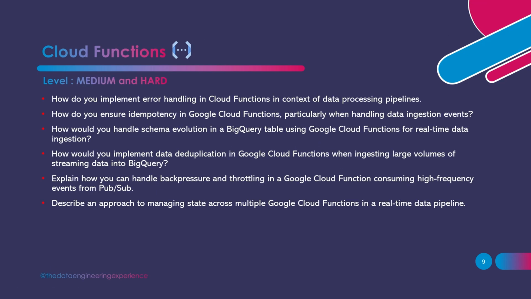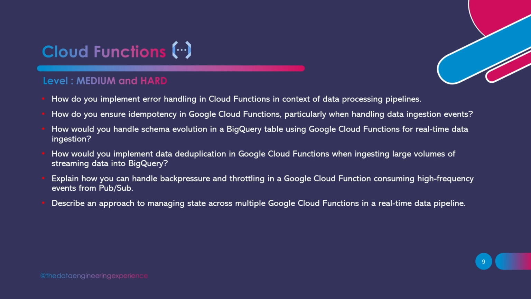So let's finally start with questions of medium and max level difficulty. Our first question is, how do you implement error handling in Google Cloud Functions in context to data processing pipelines? The easiest way is to use the try catch block. You can use that normal Pythonic way of using a try catch block and ensure all your failures are properly handled. For automatic retries triggered via PubSub or HTTP, make sure that the number of automatic retries is set to a lower value. Also ensure that your logs are uploaded to Google Cloud Logging for monitoring and alerting purposes.